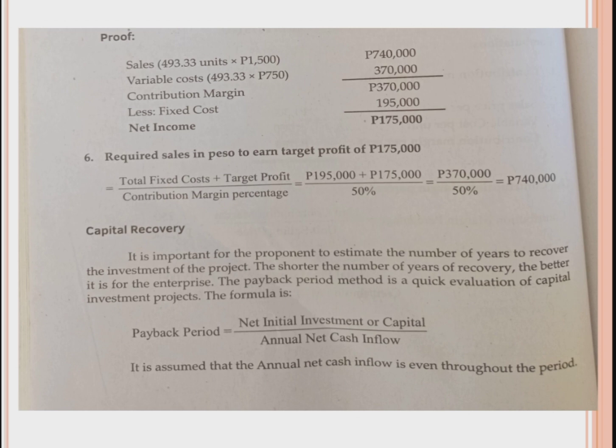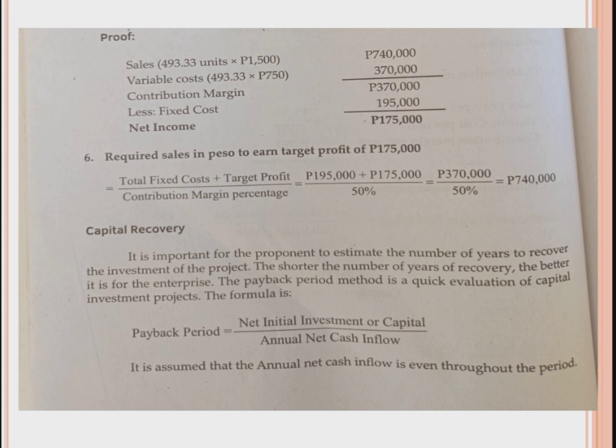Number 6. Required sales in pesos to earn a target profit of 175,000 equals total fixed cost plus target profit divided by contribution margin percentage. Total fixed cost is 195,000, plus the target profit of 175,000, which is 370,000, divided by 50% equals 740,000.